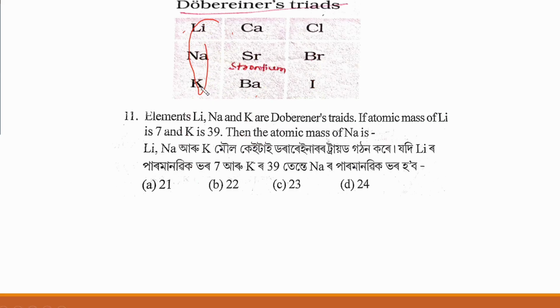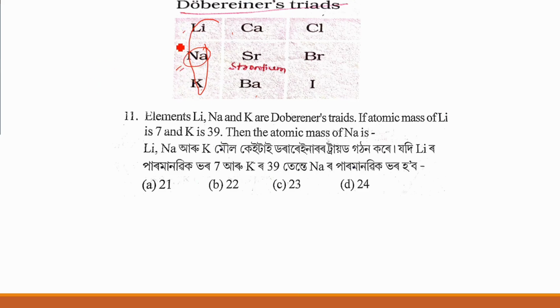We all know that in a Dobereiner triad, whenever we are calculating the atomic mass, here in this case of lithium, sodium, and potassium, the atomic mass of sodium will be roughly equal to the average atomic mass of lithium and potassium. That means the atomic mass of sodium will be calculated by adding the atomic mass of lithium and potassium and dividing it by 2.